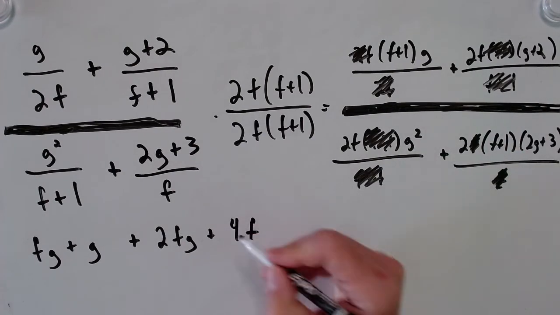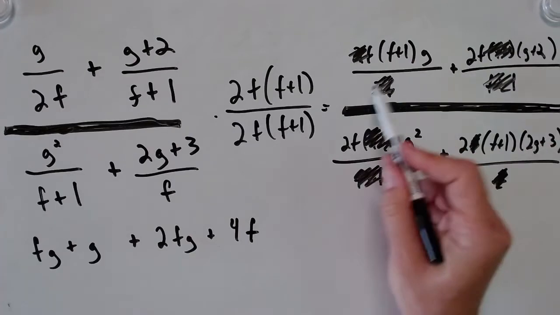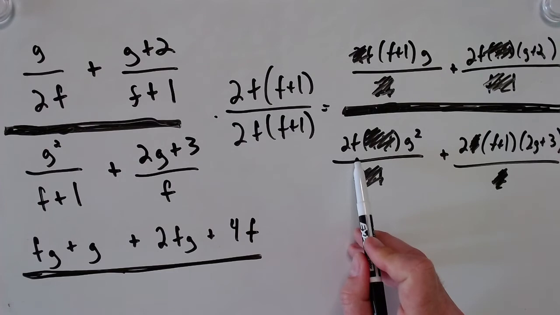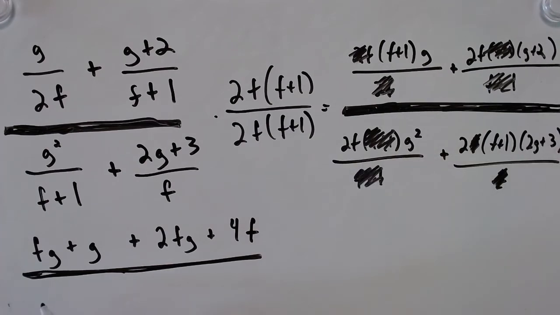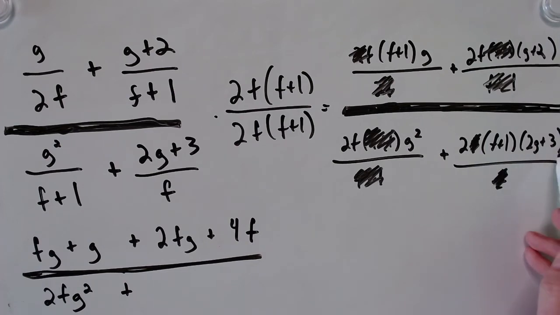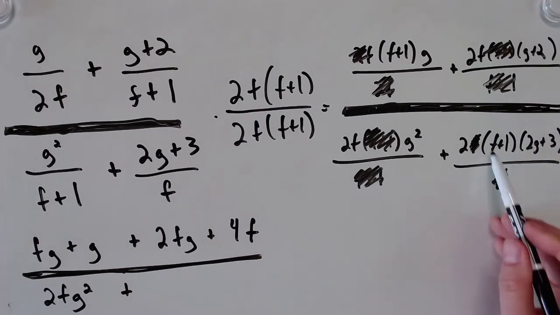4f. That's now this top, and all of this went away. I'm going to rewrite our fat bar here. Fat bar, sort of. We have 2f times g squared. I'm just going to write that out. 2fg squared plus this. 2 times f plus 1 g blah, blah, blah. So we're going to have to FOIL this one here.